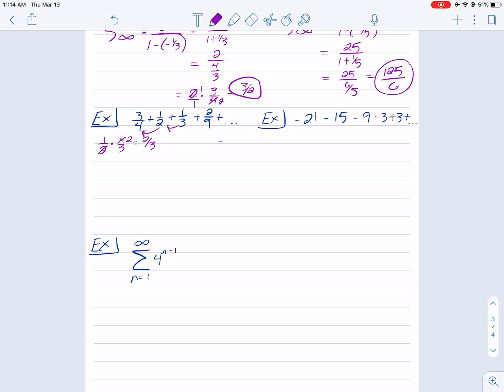1/3 divided by 1/2, so times 2/1 also gets you 2/3. So the common ratio here is 2/3. Our first term is 3/4. 1 minus 2/3. We get 3/4 over 1/3. And then just multiply by the reciprocal. 3/4 times 3/1 gets us 9/4.